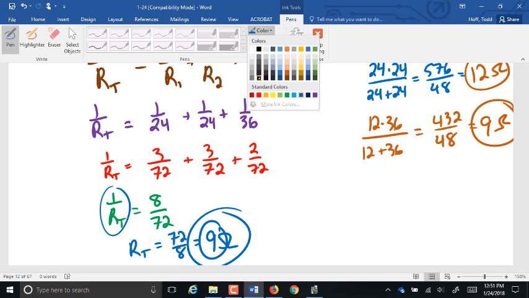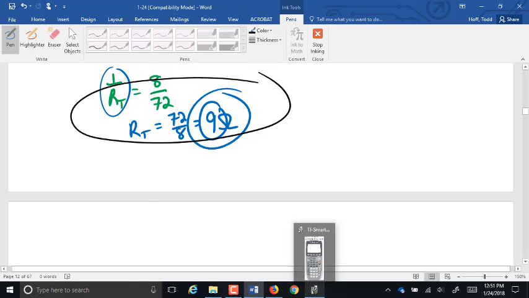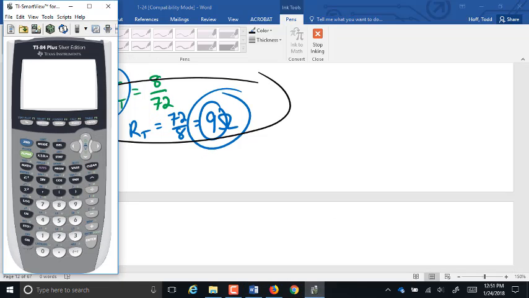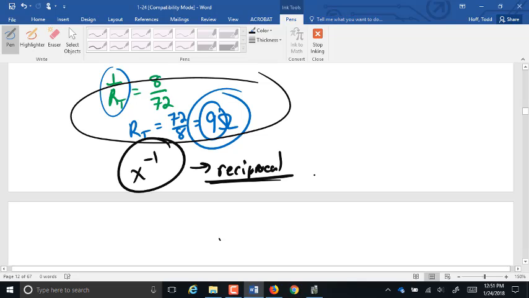Now you might be looking at that and thinking, well, if I can just do this twice, why would I ever want to do this mess? Because there's a button on your calculator that makes it really easy. You should have the x^-1 key. The x^-1 key is called a reciprocal key. Did Mark show you how to use this one?